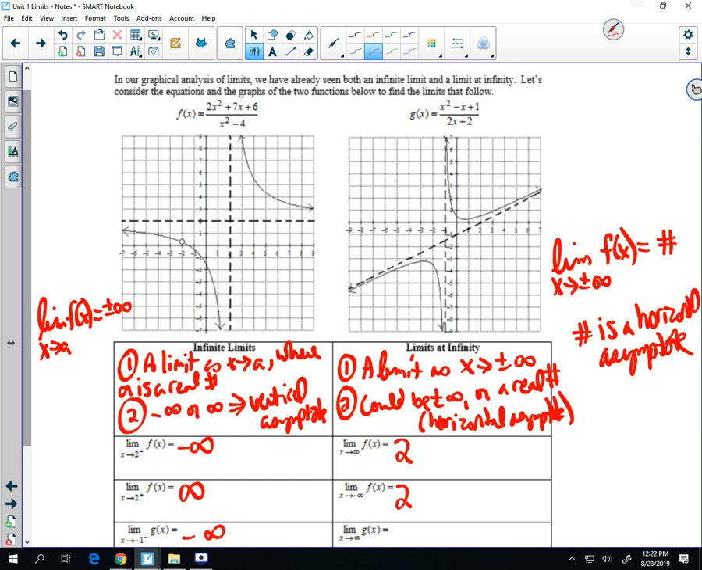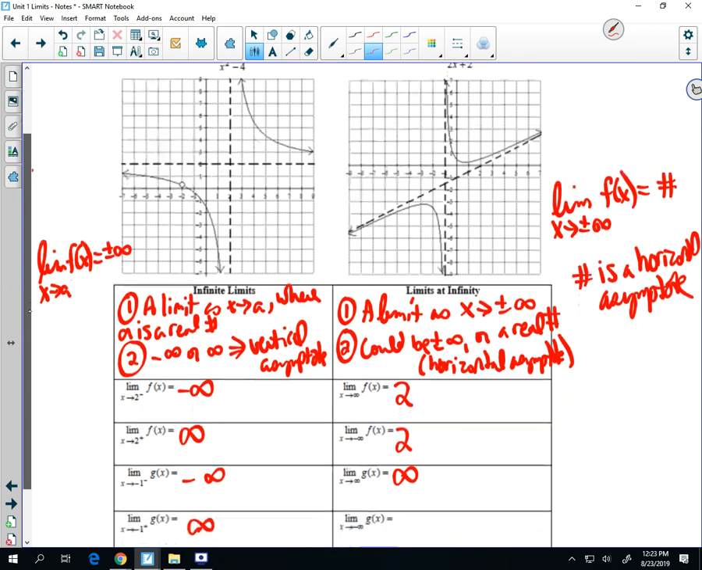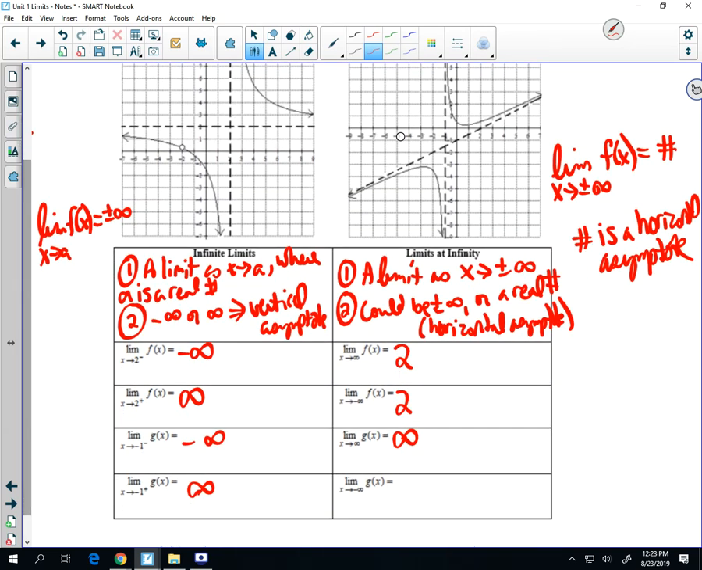But look at g of x. g of x, as x goes to infinity, yes, there's a slant asymptote there, but that graph is just going up, right? So that's an example of where it wouldn't have a horizontal asymptote. The end behavior, it's just getting bigger. And then what happens on the other side, as I go to negative infinity on x, again, this graph has a slant asymptote, but it is getting smaller and smaller. So I would say negative infinity.